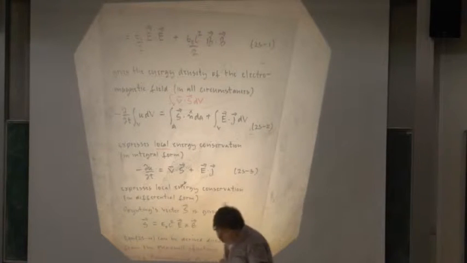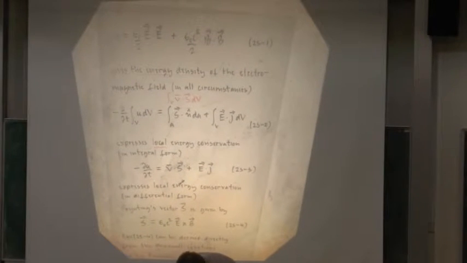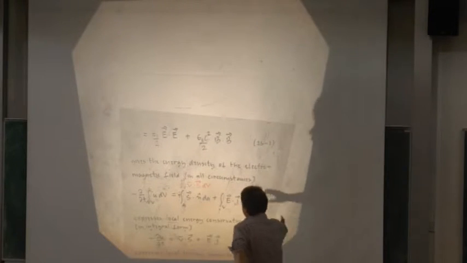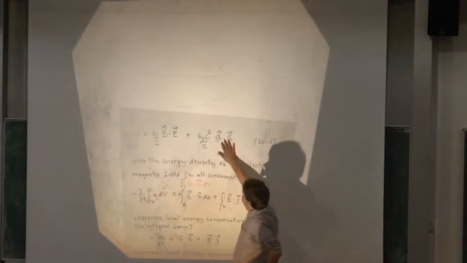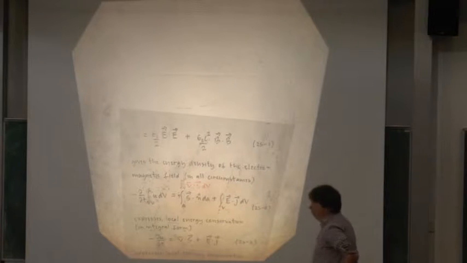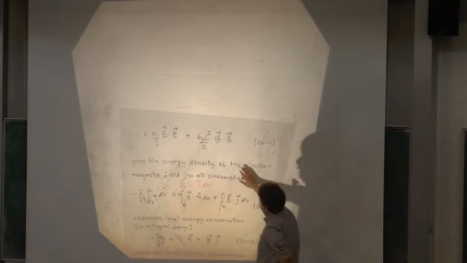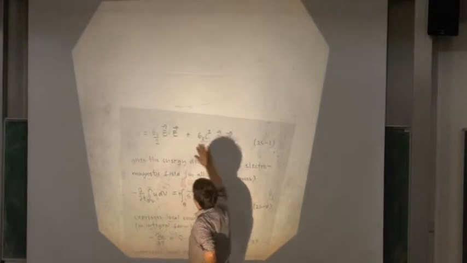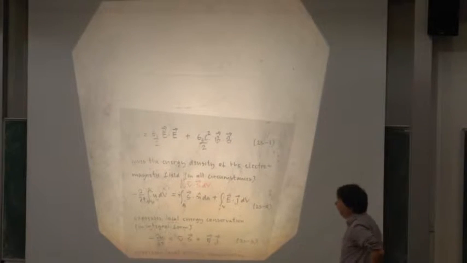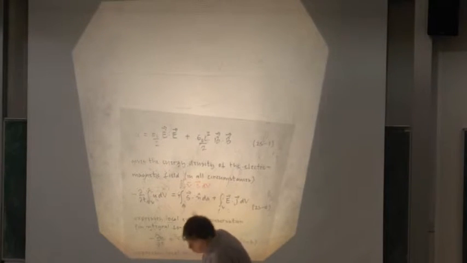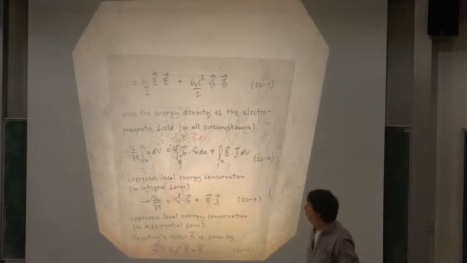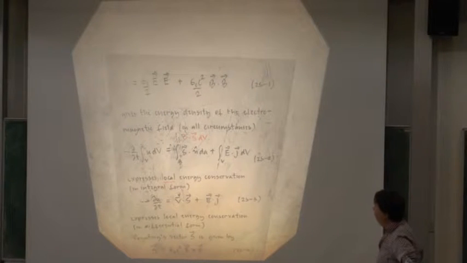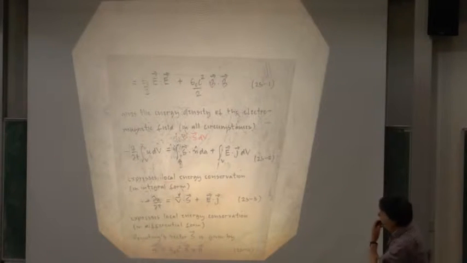The idea of the field energy, of course, we've introduced. The electric field energy is epsilon naught over 2 E dot E, and the magnetic field energy is epsilon naught c squared over 2 B dot B. So this is fundamentally the energy density in all circumstances in the electromagnetic field. This is a completely general formula which contains the static cases, but it also includes electrodynamics.